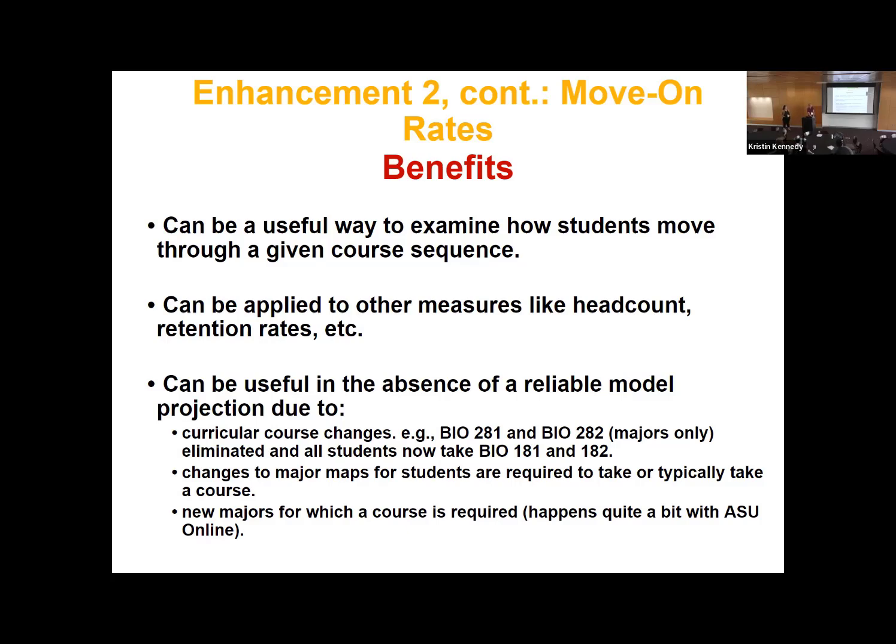An example is we used to have a Bio 281, 282 majors only course. They eliminated that a couple of years ago. And so everybody takes Bio 181 and 182 now. So our model in immersion doesn't pick that up. So we can use these to sort of figure that out. There's others, and the 281, 282 don't exactly correlate together. They're actually reversed in the content. So 281 sort of translates to 182 and vice versa. So that made things a lot more difficult.